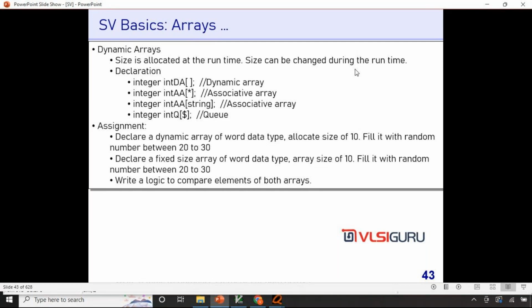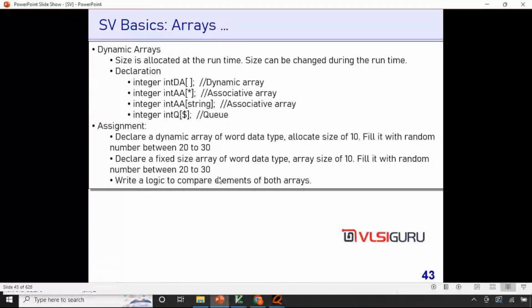So how do you declare a dynamic array? int DA, open bracket, close bracket, nothing else. If you keep a star, it becomes an associative array. If you keep any data type, it becomes an associative array. If you write dollar, it becomes a queue. So there are how many types of dynamic arrays? Three types, associative arrays repeated twice. Three types of dynamic arrays. What is the first type? Dynamic array itself. What is the second type? Associative array. What is the third type? Queue.